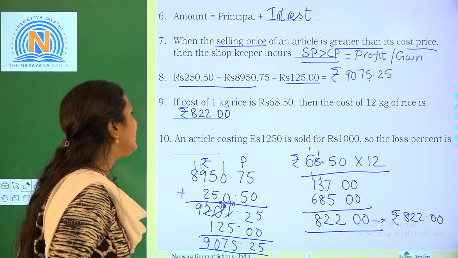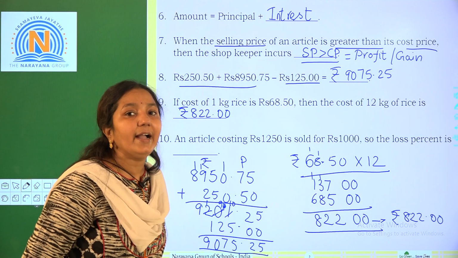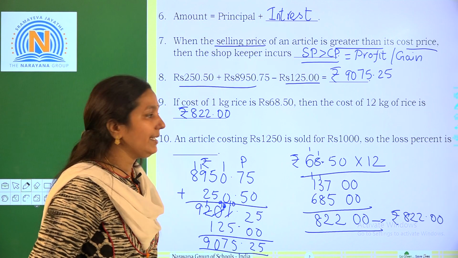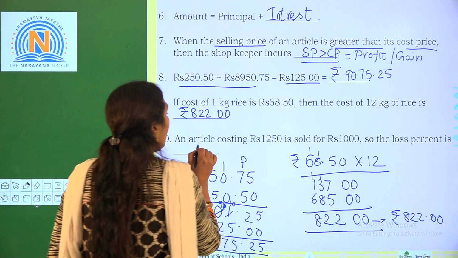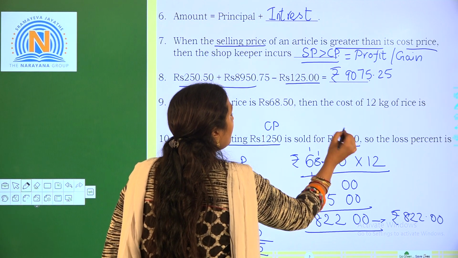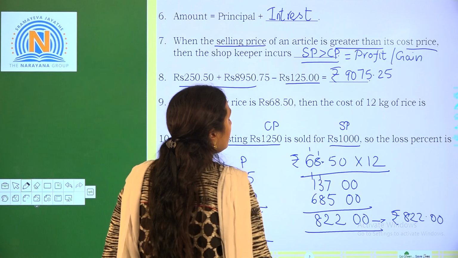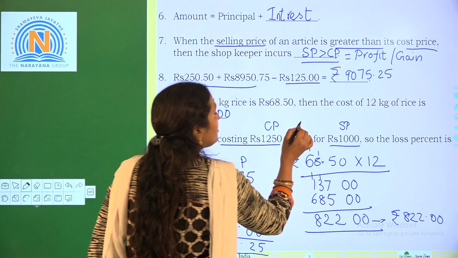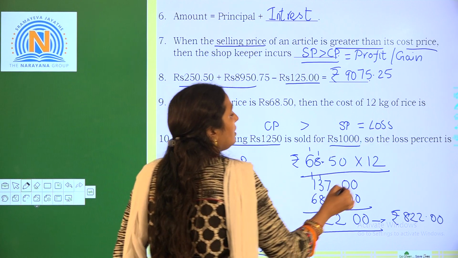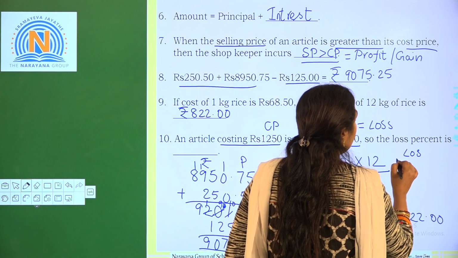Next, an article costing 1250 rupees is sold for 1000 rupees. So the loss percent is? First, what do we have to find? We have to find the loss, then we can find the loss percentage. The article costing is the CP and the sold price is the SP. You know here CP is greater than SP, so there is a loss. How much loss?